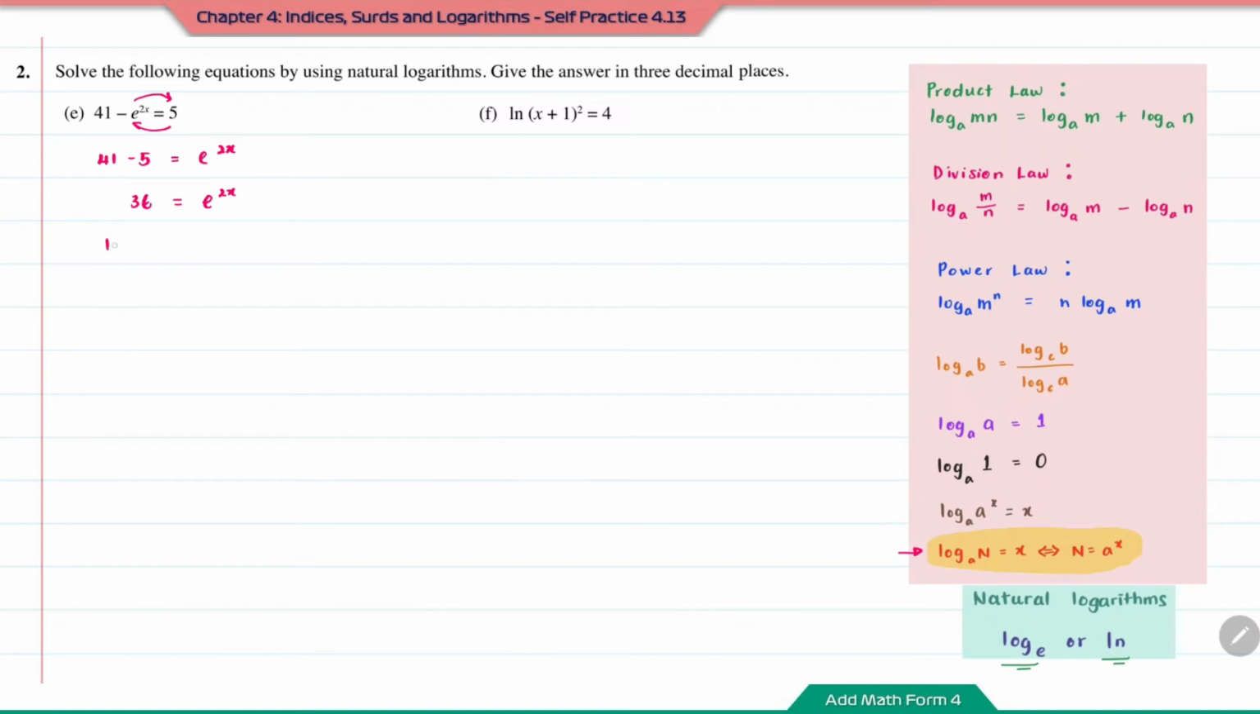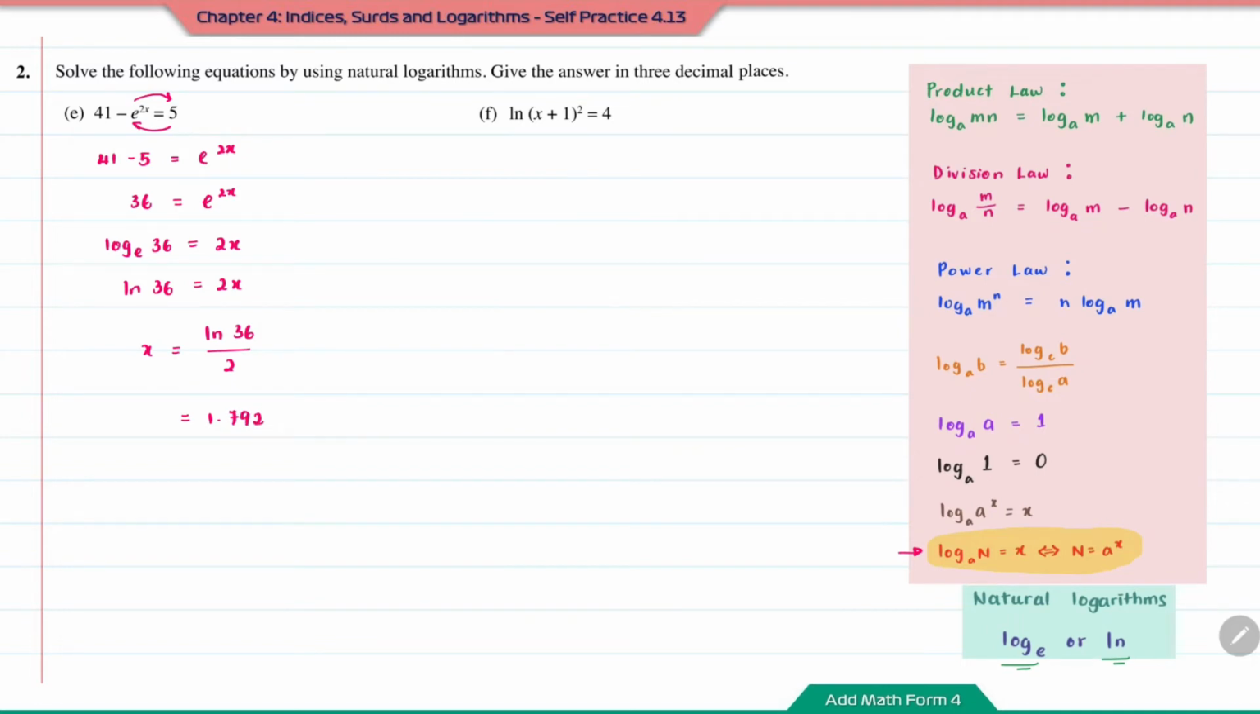So this will be log base e of 36 equal to 2x. And this log base e we can write as ln 36. To find the x, this will be ln 36 divided by 2. So solve this using a calculator and the answer will be 1.792.